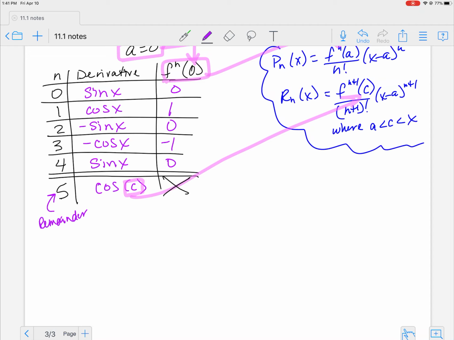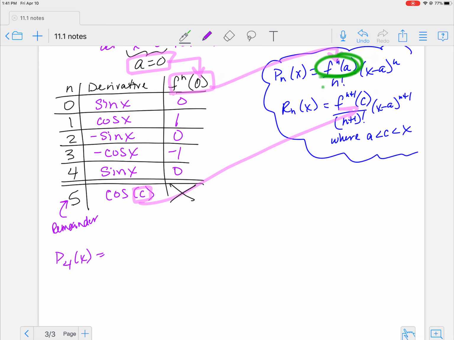I actually have the 4th degree polynomial is equal to 0, because this is my numerator, right? Let me pull it down just a little. My numerator over that factorial, x minus a to that. So I'm going to write this first one all out, and then we can see what happens here. So 0 over 0 factorial times x minus 0 to the 0. Beautiful.